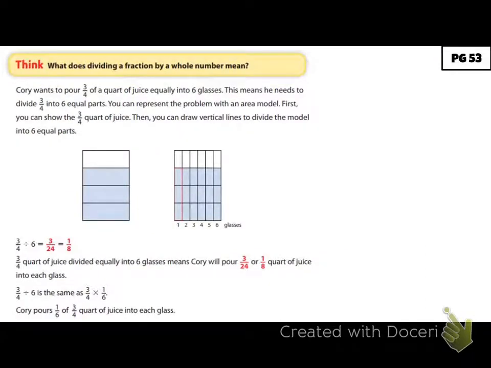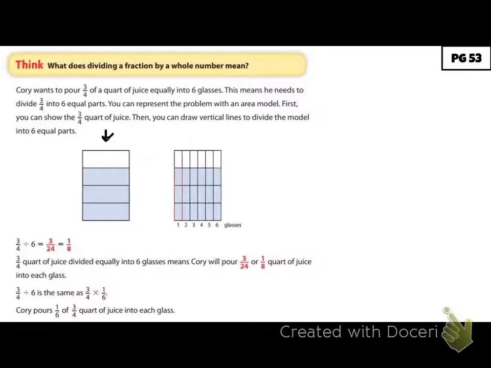Now on 53, think. What does dividing a fraction by a whole number mean? Corey wants to pour 3/4 of a quart of juice equally into 6 glasses. This means he needs to divide 3/4 into 6 equal parts. You can represent the problem with an aerial model. First, you can show the 3/4 quart of juice, which is what they did in this very first one. There is the 3/4 quarts of juice. Then you can draw the vertical lines to divide the model into 6 equal parts.